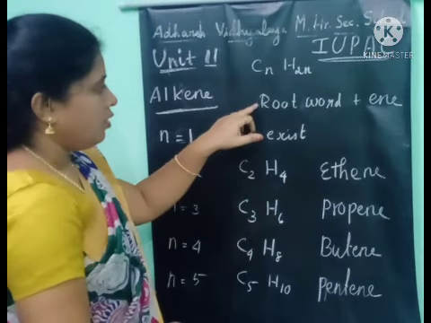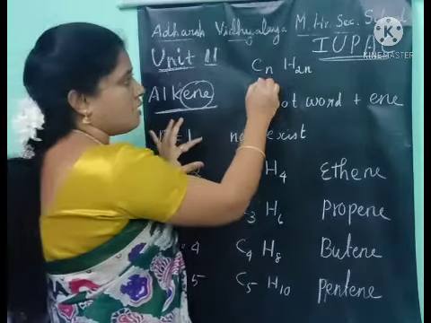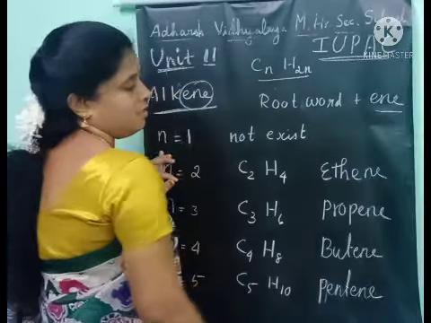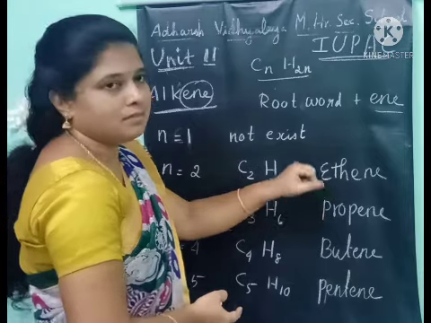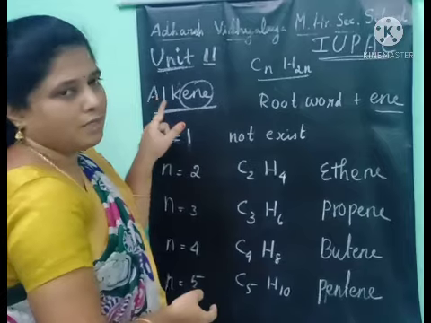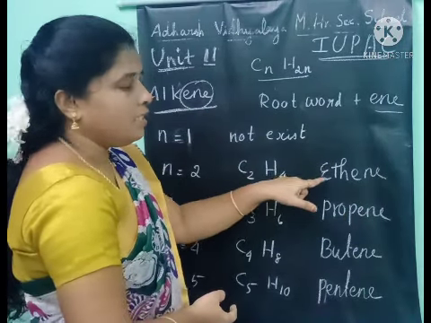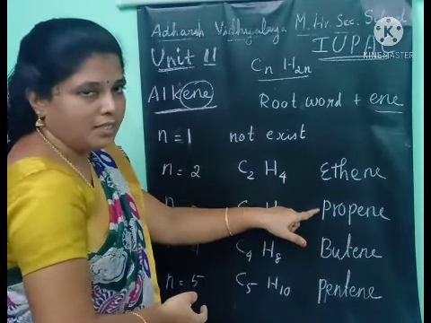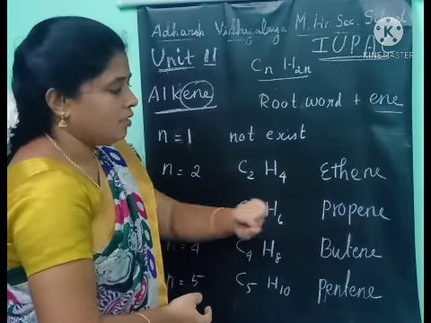IUPAC name, root word plus ENE. This is an alkene, which obeys the CnH2n molecular formula, so it ends with ENE. How many carbon atoms? 2 carbon atoms, so the root word is eth. Ending with ENE because that is the alkene family. C2H4, name ethene. C3H6, propene. Root word prop. ENE is the family name.